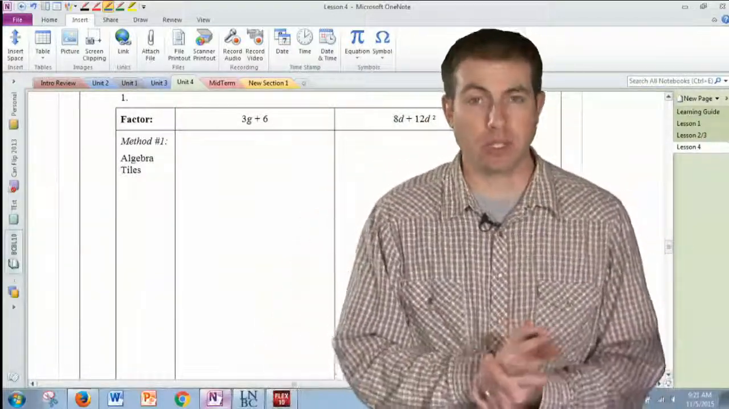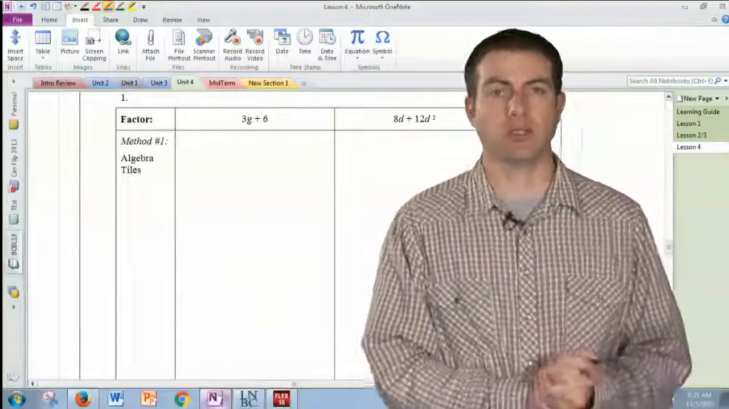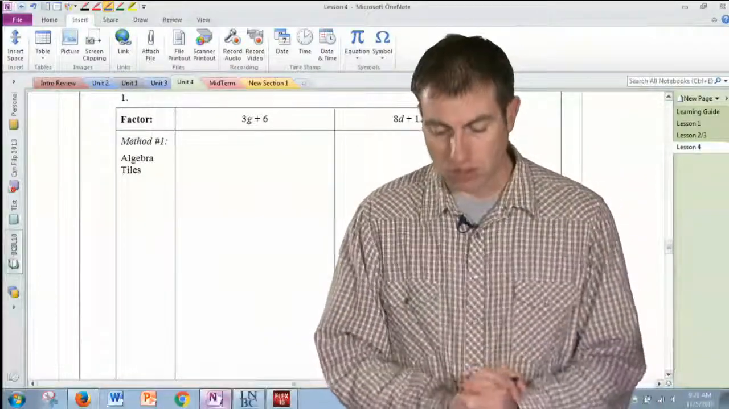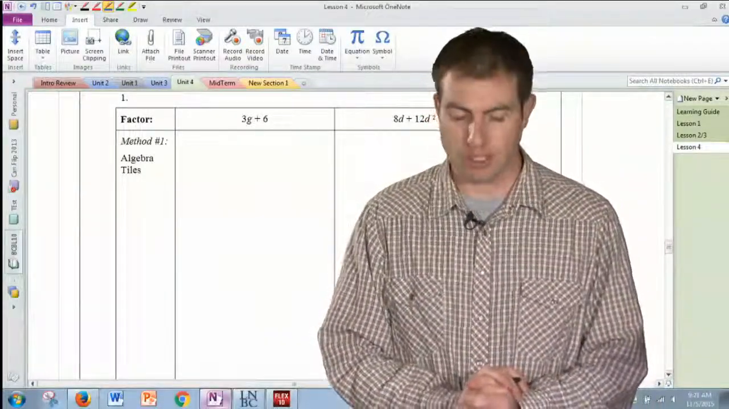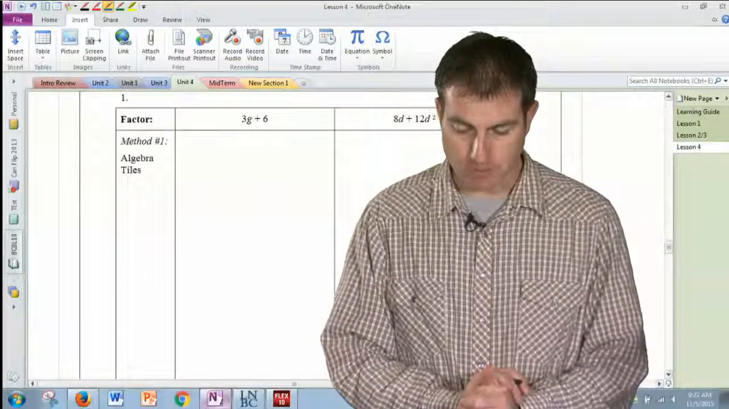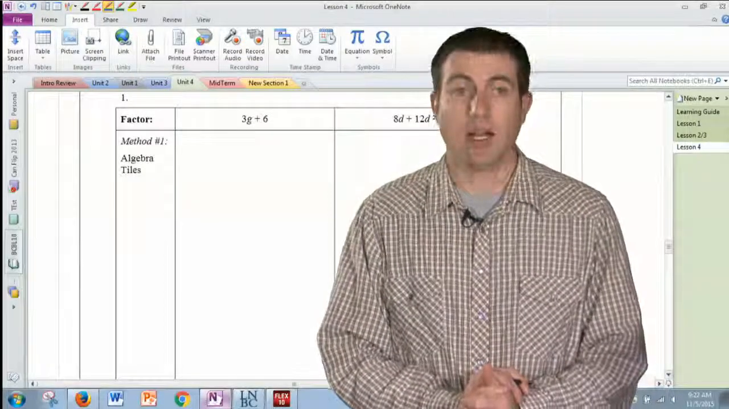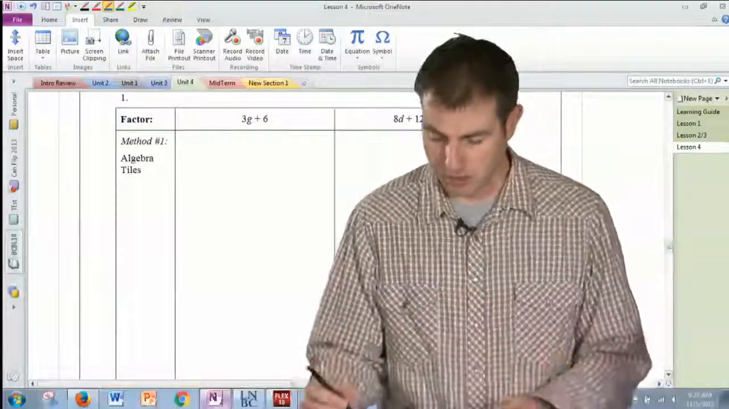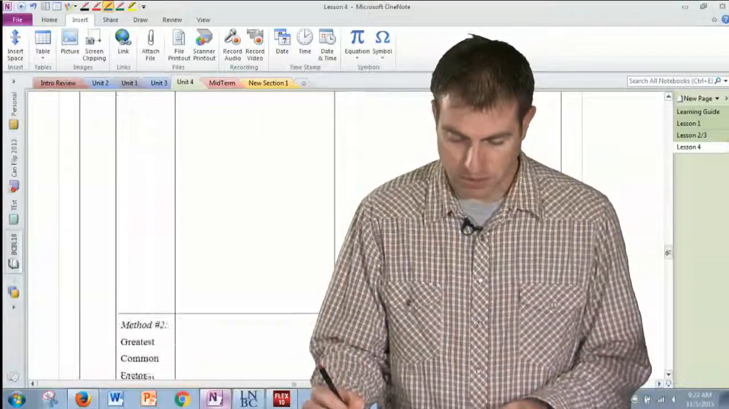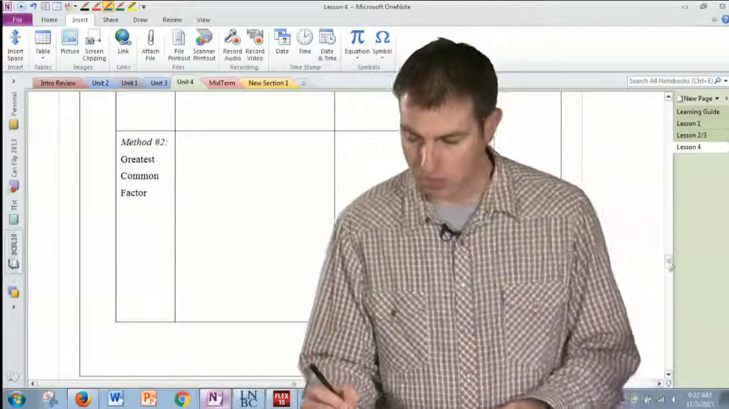The first method here is algebra tiles. So if you love algebra tiles, I've left you some space to go ahead and use them. You can draw them in, show how those work right there. I'm not going to use the algebra tiles right now because I don't like algebra tiles very much, but I will use the greatest common factor method.